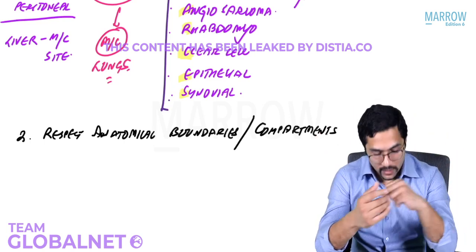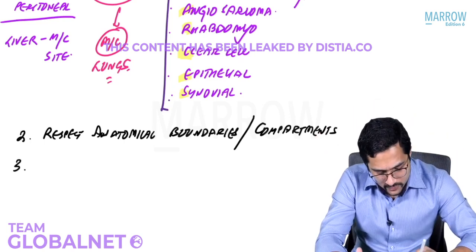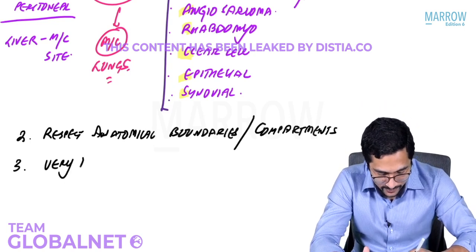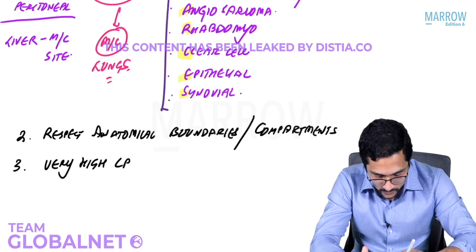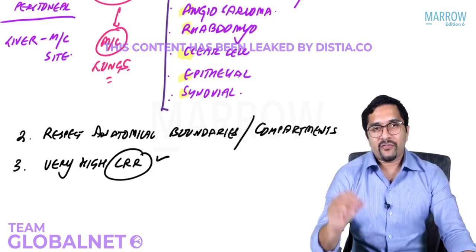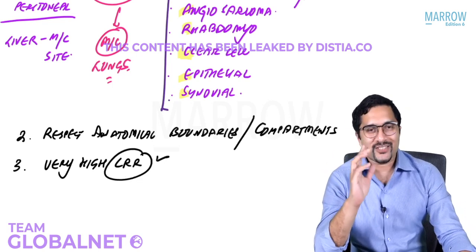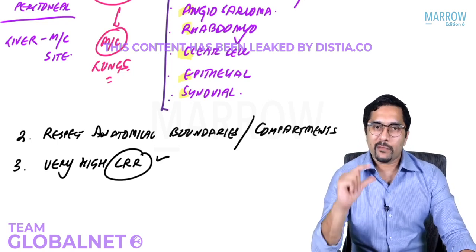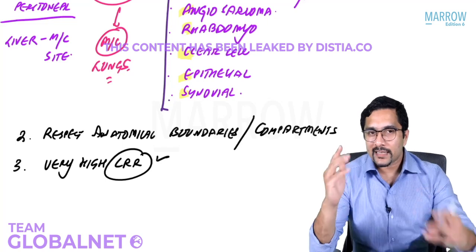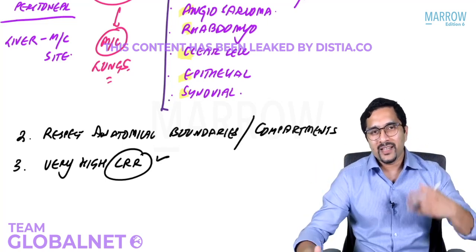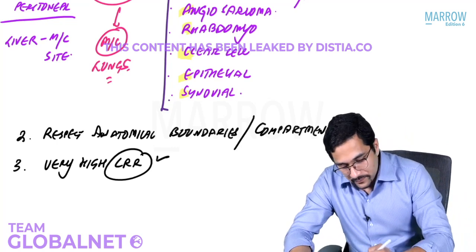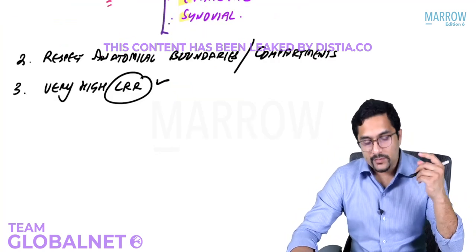and you can get clear margins. And the third feature regarding soft tissue sarcomas, they have a very high loco-regional recurrence rate. In fact, when we were postgraduates, our professor used to teach us that sarcomas are defined by recurrence. That is the hallmark of a sarcoma. Recurrence is very common in these patients. Okay. So these are some points which you should know.